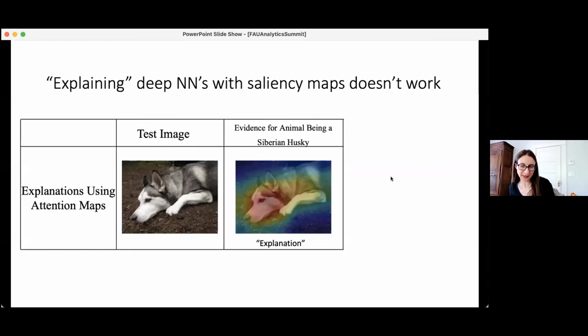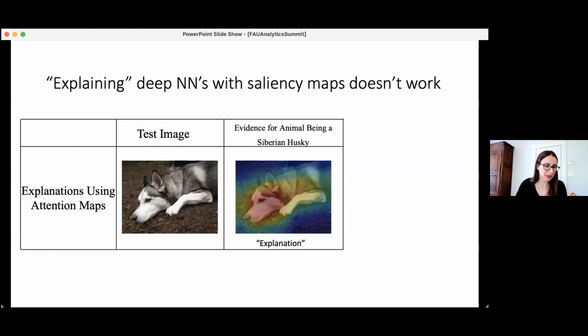I put up a slide here. A lot of people have been trying to explain a regular neural network by creating what's called a saliency map, which highlights the part of the image that the neural network is paying attention to. I really was unthrilled when saliency maps started to be called explainable, explaining a black box, because they don't really explain a black box.